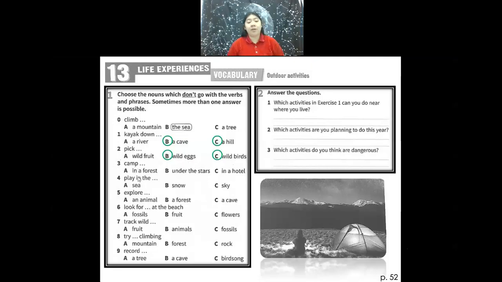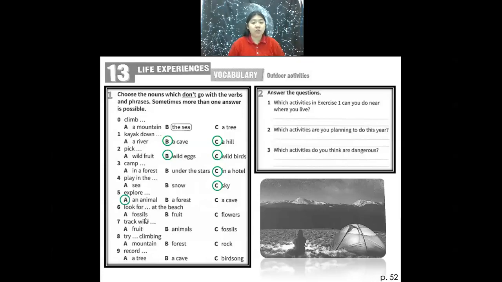Number three, camp. Where can you camp? Can you camp in the forest, under the stars, or in a hotel? Definitely you don't camp in the hotel. If you're staying in a hotel, you don't need to camp there anymore. Number four, where can you play? Can you play in the sea, in the snow, or in the sky? Definitely not in the sky. Next one, number five, explore. Can you explore an animal, explore a forest, or explore a cave? Definitely not an animal. Don't explore an animal, it might bite you. Next one, look for something at the beach. So what can you look for?